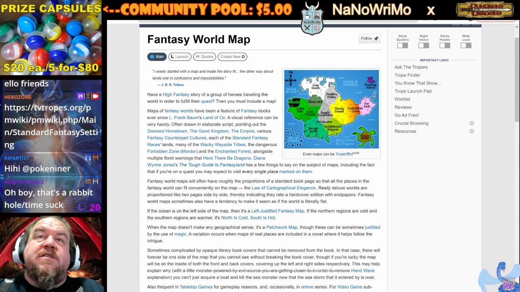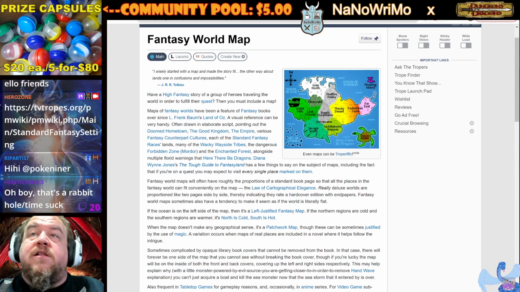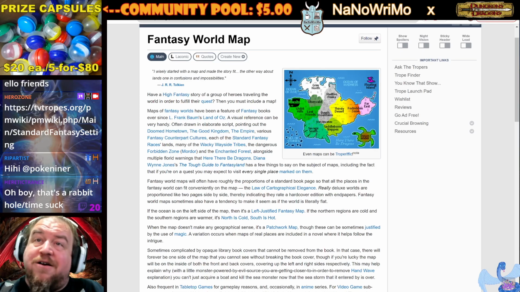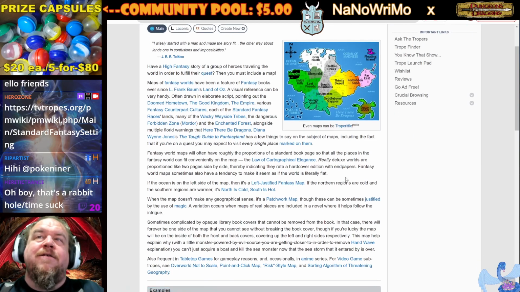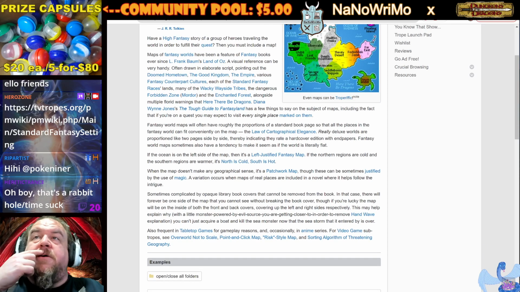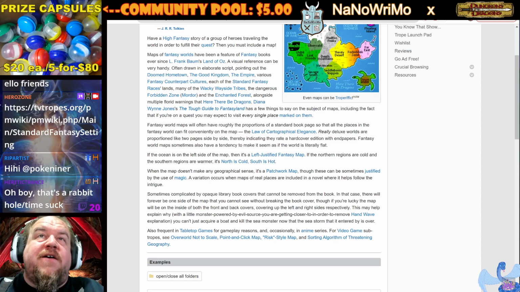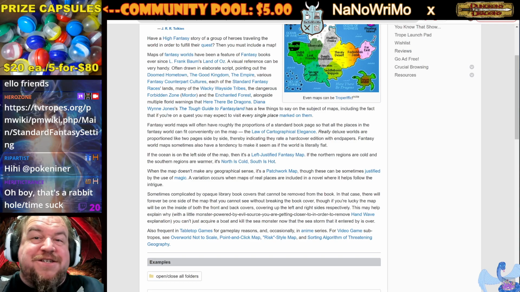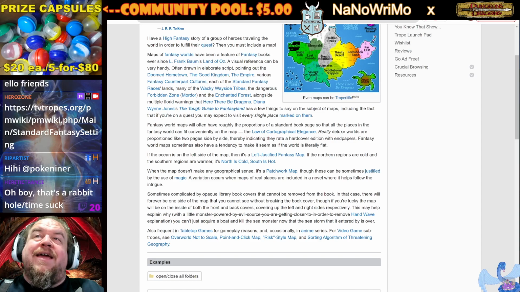Diana Wynne Jones's The Tough Guide to Fantasyland has a few things to say on the subject of maps, including the fact that if you're on a quest, you may expect to visit every single place marked on them. Convenient, that, right? Fantasy world maps will often have roughly the proportions of a standard book page, so that all the places in the fantasy world can fit conveniently on the map. The law of cartographical elegance. Really deluxe worlds are proportioned like two pages side by side, thereby indicating they are a hardcover edition with endpapers.